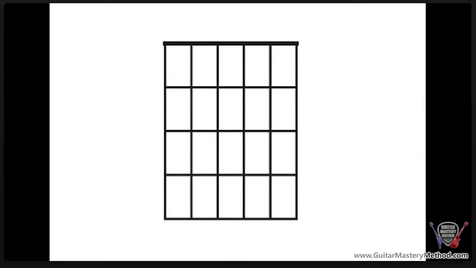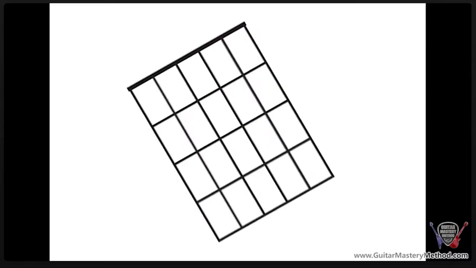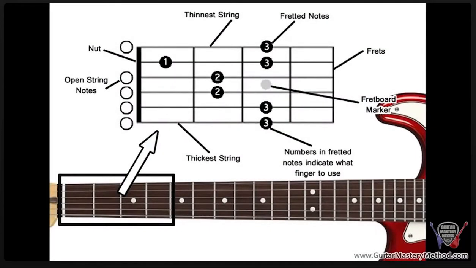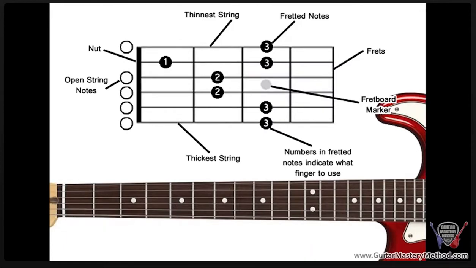Scale diagrams are very easy to read. It starts out just like a chord diagram, and then we just tip it on its side. As you can see, this is just a snapshot of the fretboard, with the thickest string here and the thinnest string up here, and obviously all the others in the middle. Pause the video and read through all the other parts of the scale diagram and make sure you understand them before moving on.